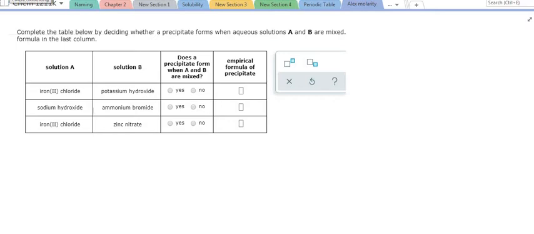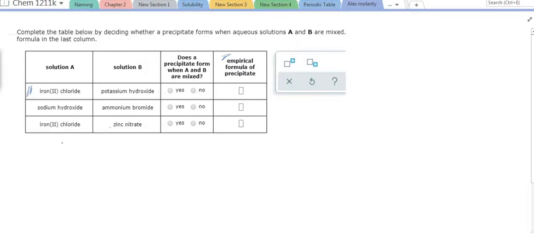Okay, let's see if we can do some ALEKS homework on determining whether a precipitate forms when two things are added together. The ALEKS problem gives us three different situations, so let's take care of these one by one. In the first one, we have iron chloride and potassium hydroxide. Is a precipitate going to form, and if it does form, what's the empirical formula for that?